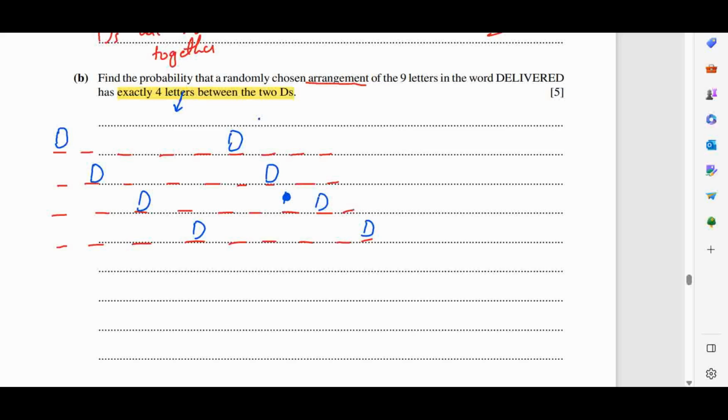Now if the D is here, 1, 2, 3, 4, the next D must be over here. Now as we have to find the arrangement, for the first case this will be 7 factorial, because we have 7 spaces remaining, and among those 7 spaces we will have 3 repeated letters. So 7 factorial divided by 3 factorial, and for each case we will have the same thing.